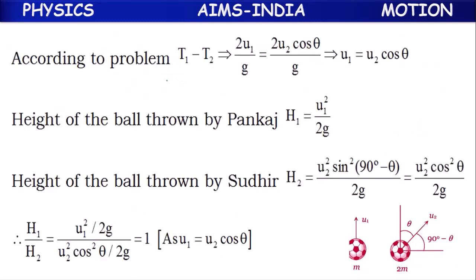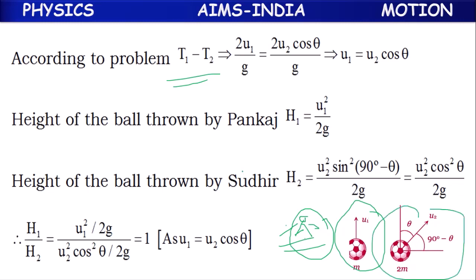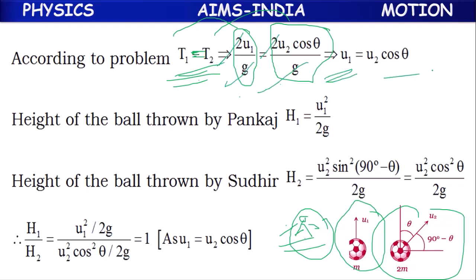Now, both the bodies are in the same time frame. Means for the person, the time of flight of the first ball and second ball are both the same. Means T1 equals T2. So T1 value is 2 U1 by g, T2 value is 2 U2 cos theta by g, both are the same. g cancels, 2 cancels, U1 equals U2 cos theta.